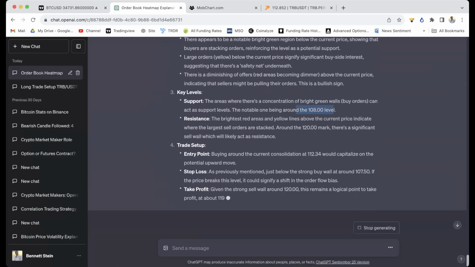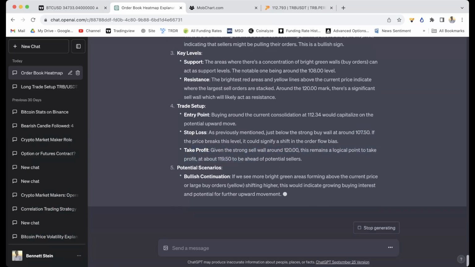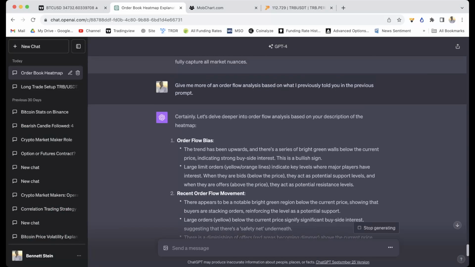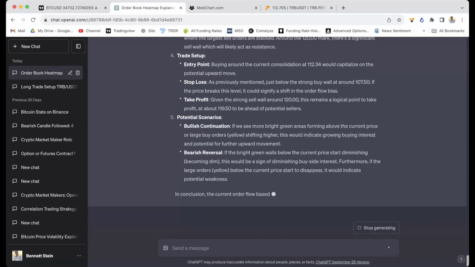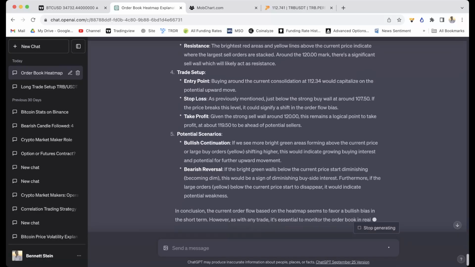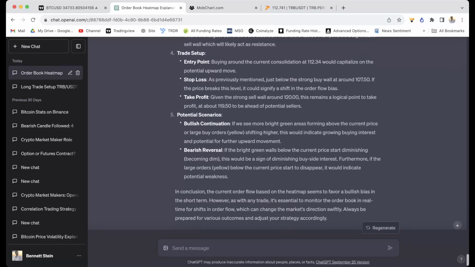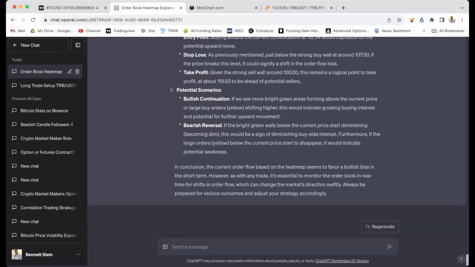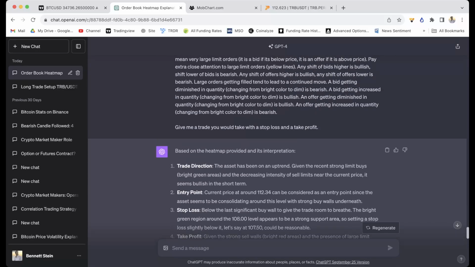108 and 120 are what it cares about. It wants me to have my stop loss at 107.5, my take profit at 120 because of the strong sell wall there. Is there a strong sell wall at 120? Let me go check. Yeah, there is an orange line at 120 indicating a very large sell. Oh, this is interesting. It's giving me scenarios too. If you see more bright green forming, shifting higher, then yeah.